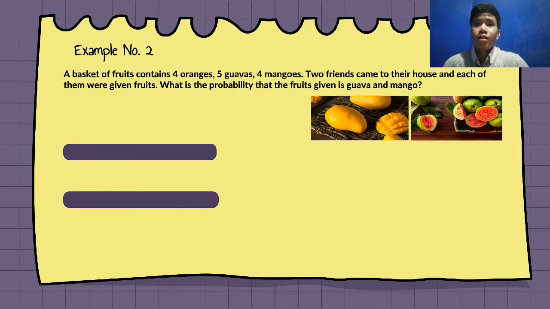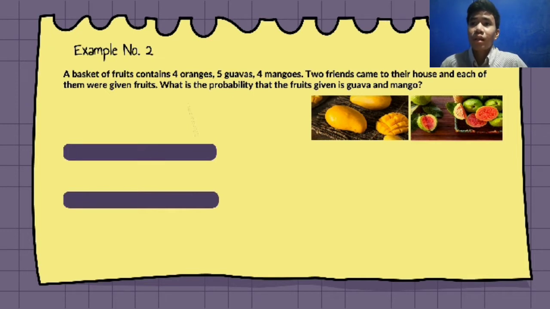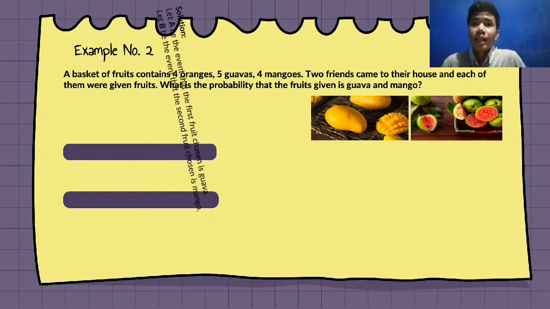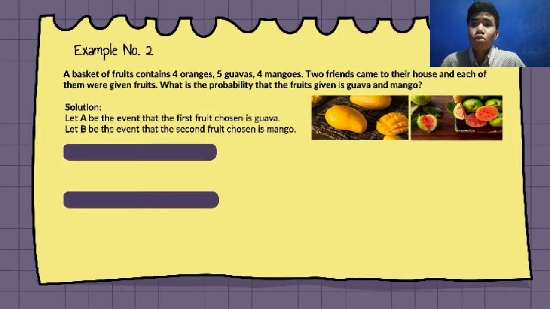Moving on, here is example number 2. A basket of fruits contains 4 oranges, 5 guavas, and 4 mangoes. 2 friends came to their house and each of them were given fruits. What is the probability that the fruits given is guava and mango? So for the solution, let A be the event that the first fruit chosen is guava, and then let B be the event that the second fruit chosen is mango.